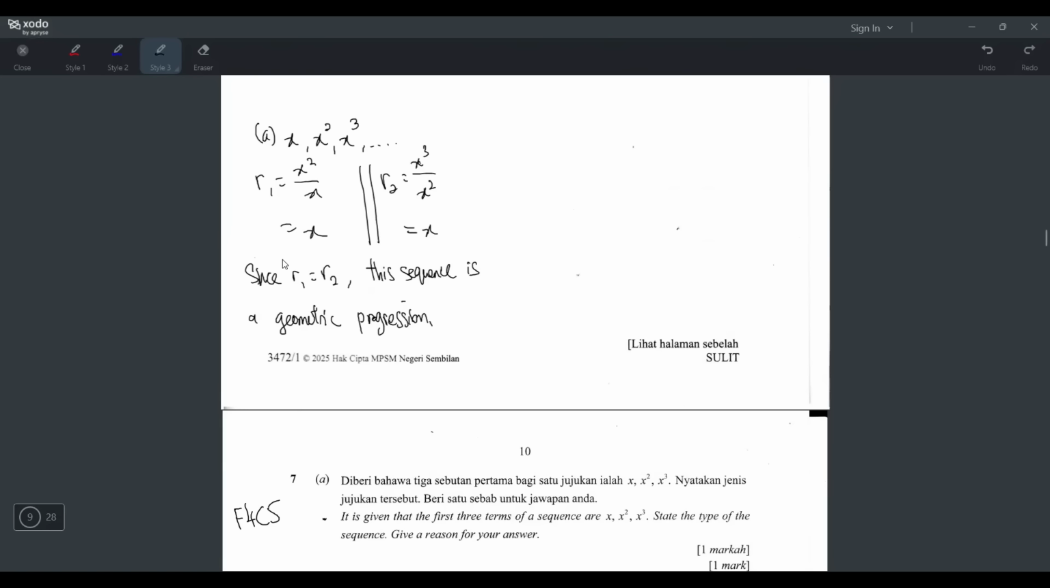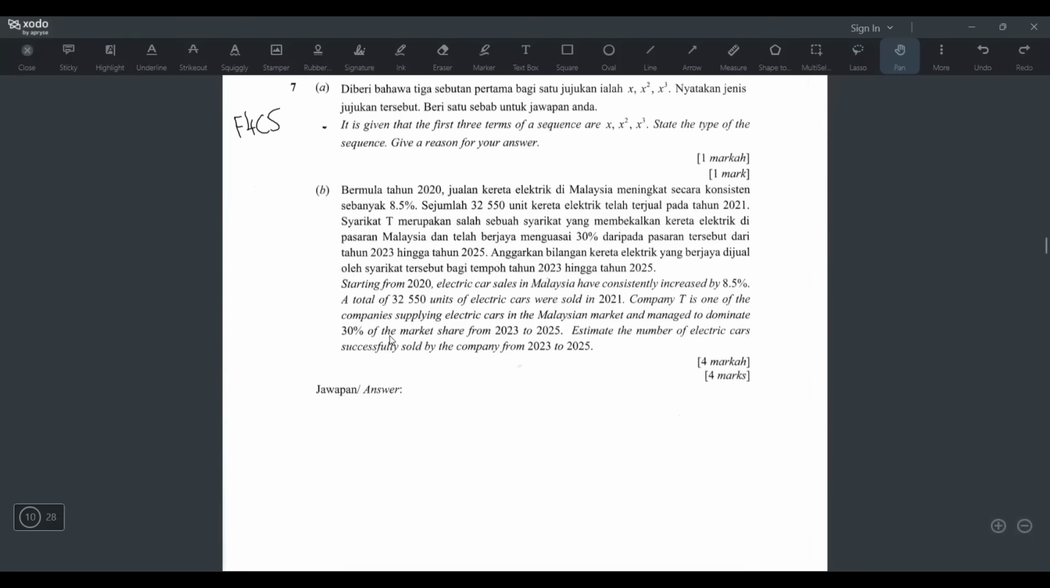Now imagine if you find the difference instead of finding the ratio. It means you take this minus this, and then later for the R2 you take this minus this. But that one is confirmed the difference is not the same. That's why it's not arithmetic. If arithmetic, the difference must be the same. But if geometric, the ratio must be the same. Nisbah is the ratio. That's it for A.